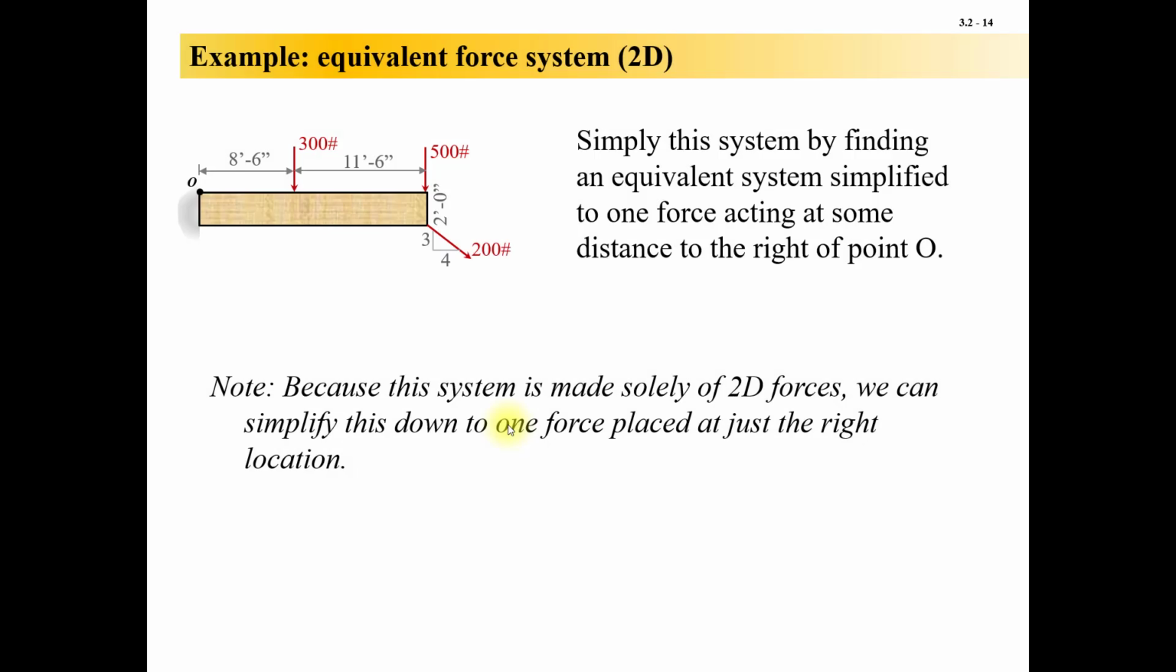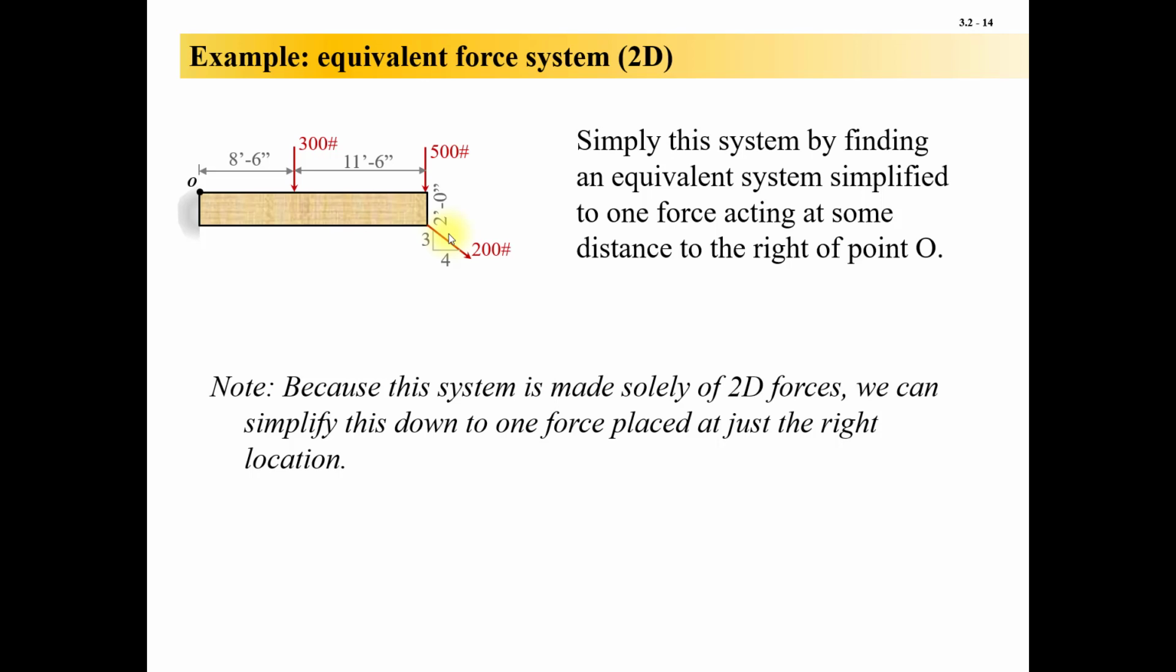Let's look at an example of a 2D equivalent force system. So we have this system here with origin, or this point O up here, and 8 feet 6 inches to the right of it, there's a 300-pound force, and then another 11 feet 6 inches, we have a 500-pound force acting down. And then down here in the bottom right-hand corner, which is 2 feet below the 500-pound force, there is a 200-pound force acting to the bottom right on a 3, 4, 5 force triangle.